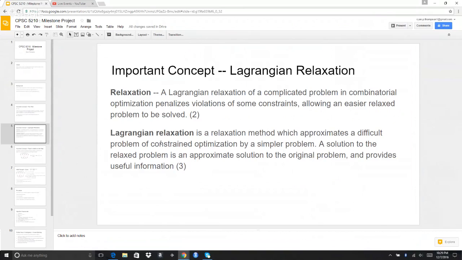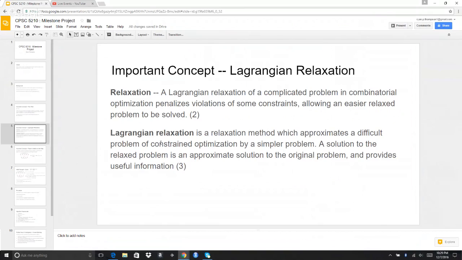And so you're always looking for which eigenvalue combinations on different inequalities close the bounds as tight as possible. This method is really encompassed under Lagrangian relaxation, a relaxation method which approximates a difficult problem of constrained optimization by a simpler problem. Our constraints represent the different linear inequalities that we'll have to set up to solve this problem. A solution to the relaxed problem is an approximate solution to the original and provides useful information.